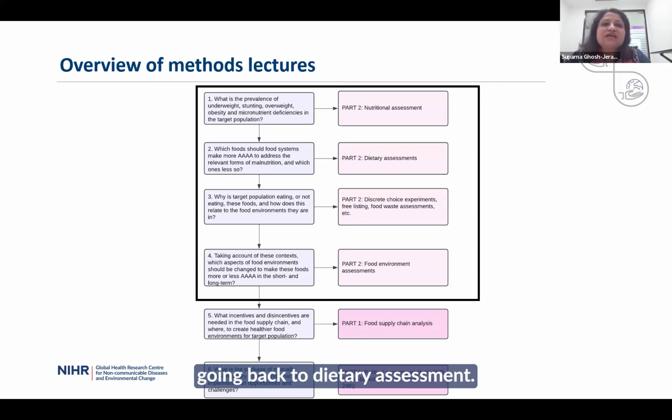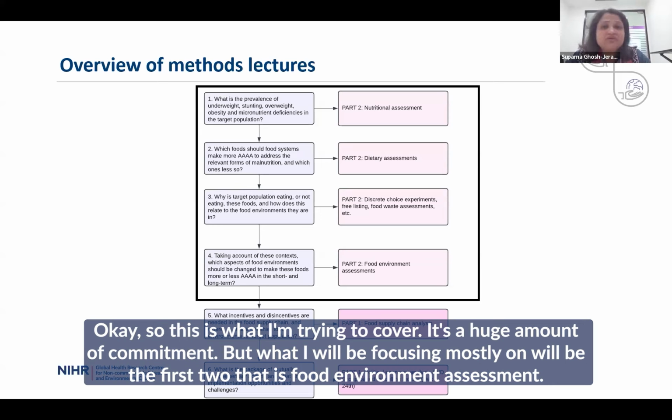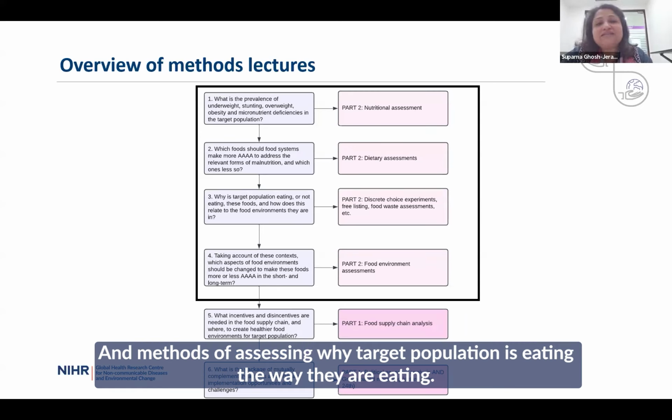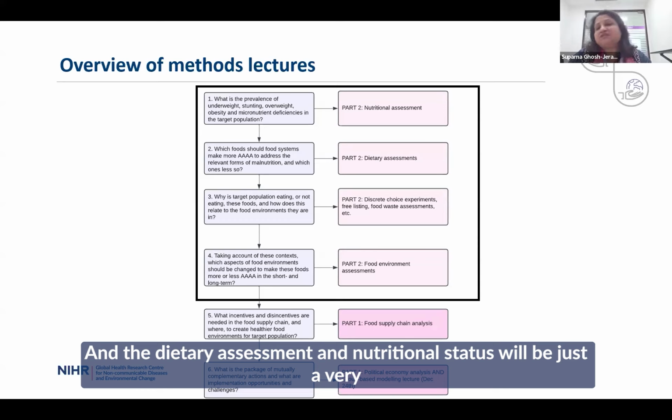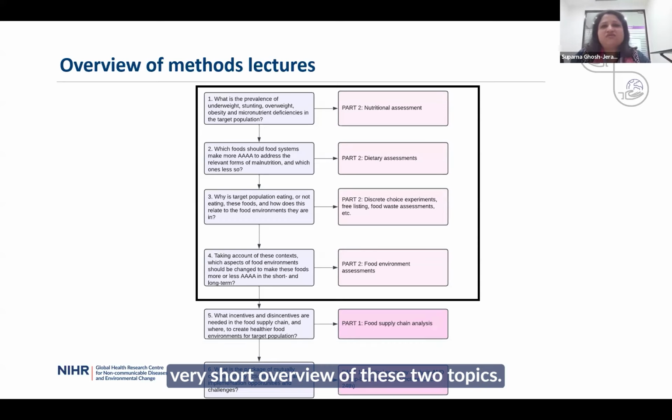Okay, so this is what I'm trying to cover. It's a huge amount of commitment, but what I will be focusing mostly on will be the first two, that is food environment assessment and methods of assessing why the target population is eating the way they are eating. And the dietary assessment and nutritional status will be just a very short overview of these two topics.